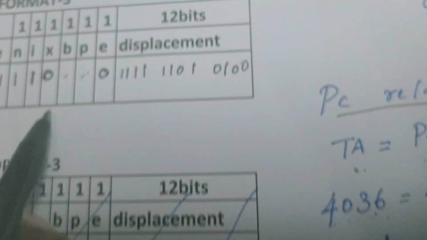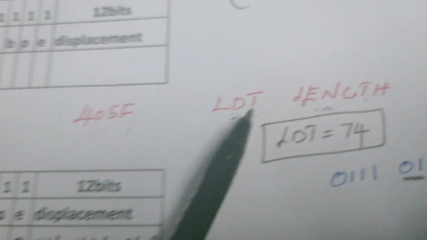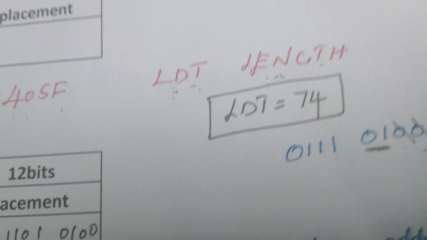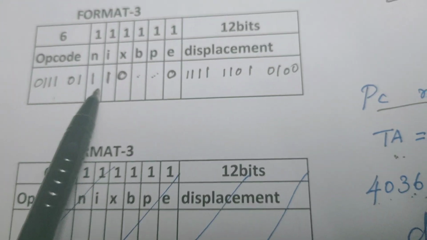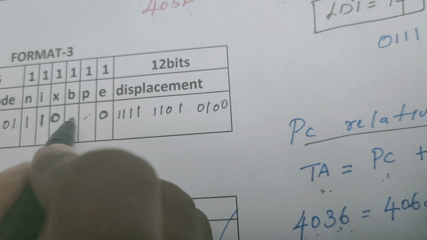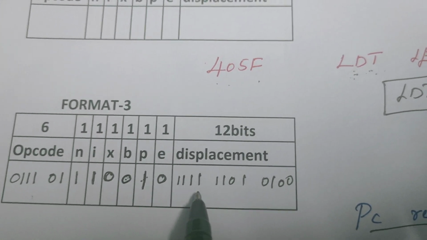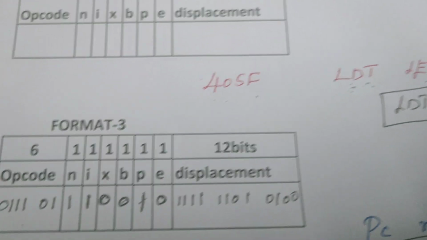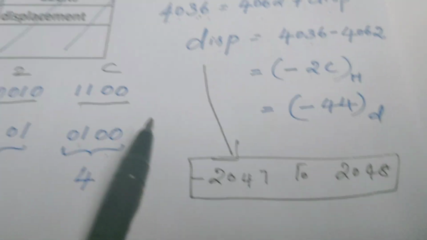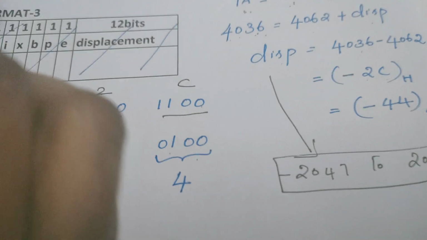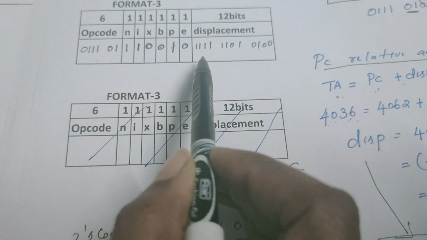Now let us find the object code. Already for the instruction LDT length, we have written the opcode. We know what addressing mode it refers to. It is not base relative, but it is PC relative. And we have calculated the displacement also. Now the only thing we have to do is translate this into object code.